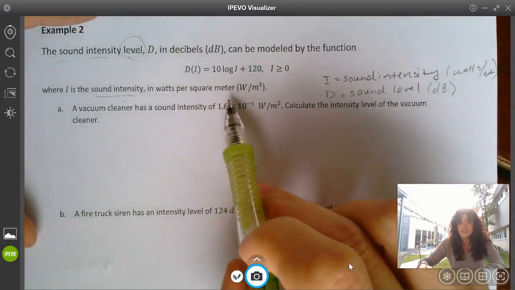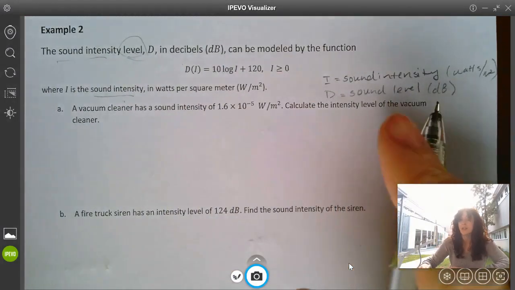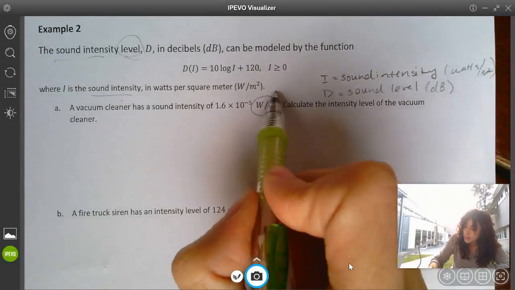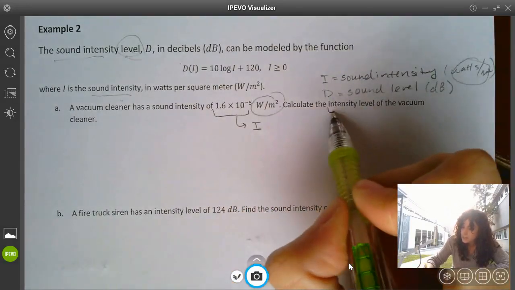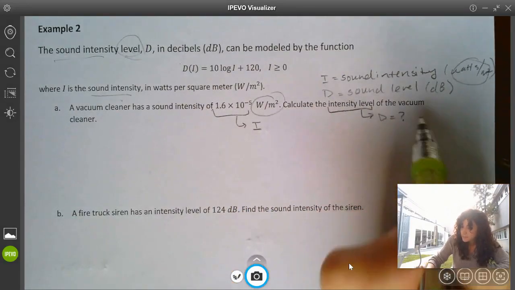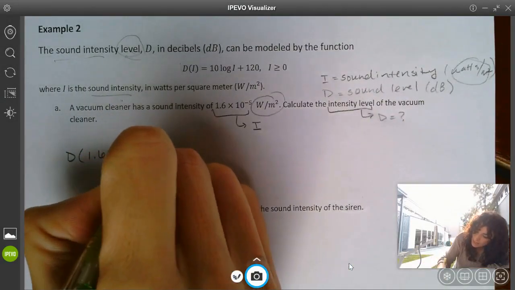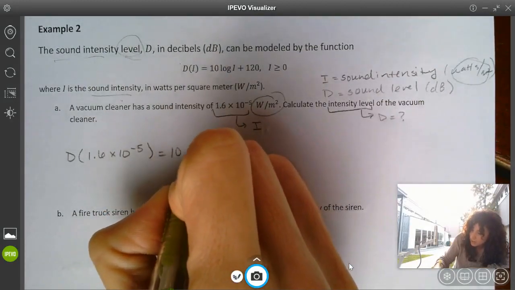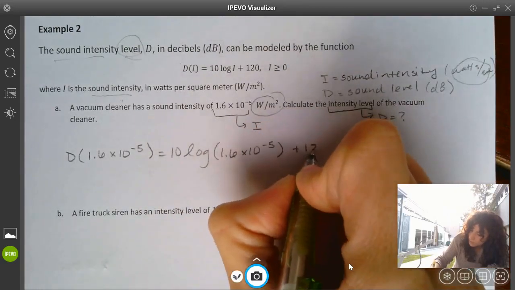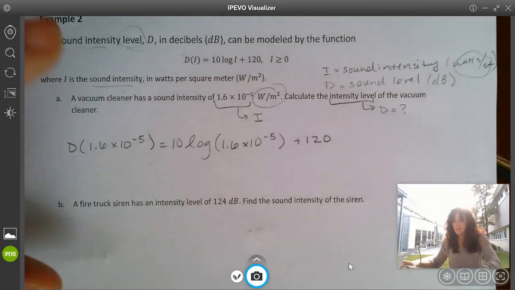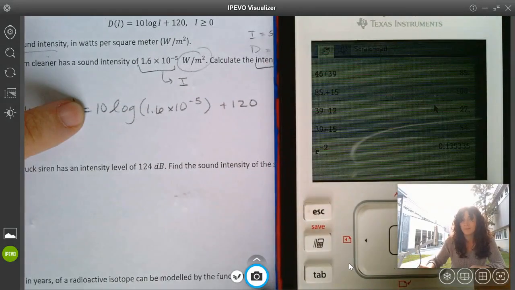A vacuum cleaner has a sound intensity of this. Calculate the intensity level of the vacuum cleaner. So here's where it might be easy to match up units of measurement. Okay, I need to plug this in for I, and then I need to solve for D. So that's D of 1.6 times 10 to the negative 5, which is 10 log of 1.6 times 10 to the negative 5 plus 120. Because it's not an x, I can just plug this into my calculator.